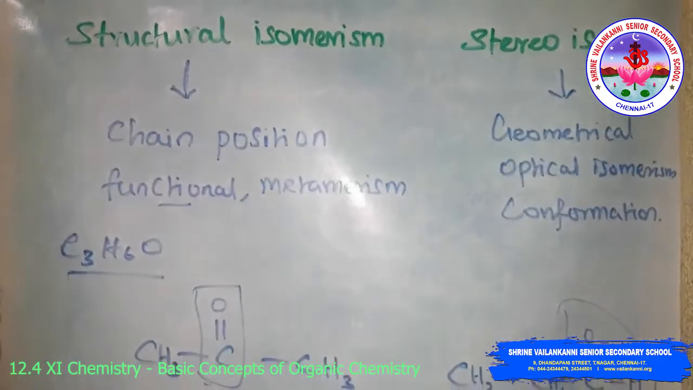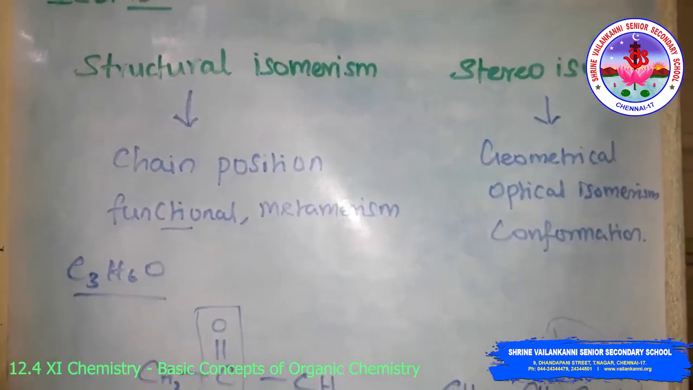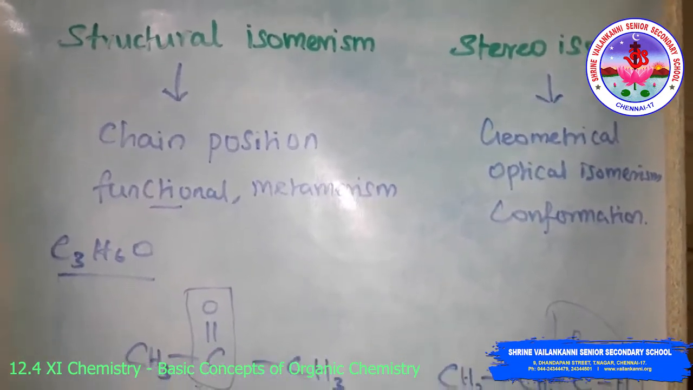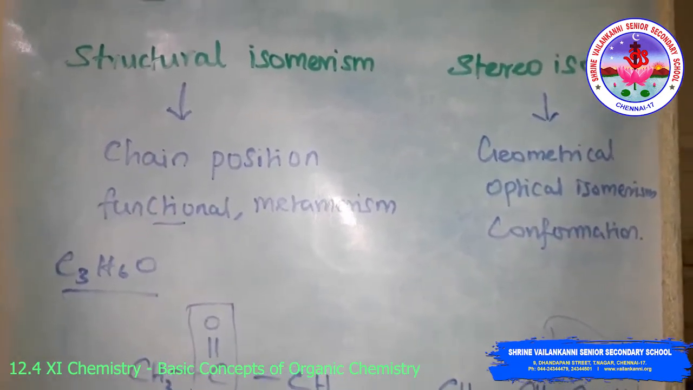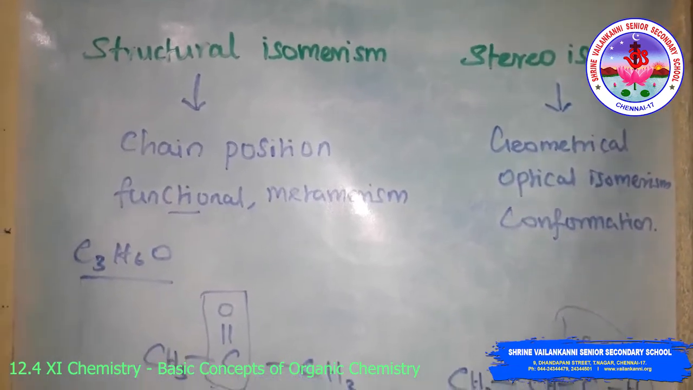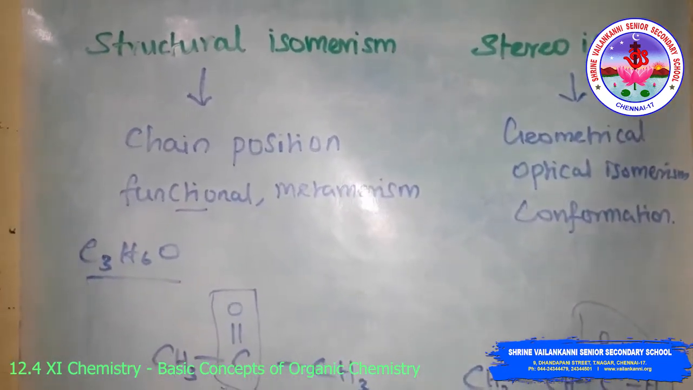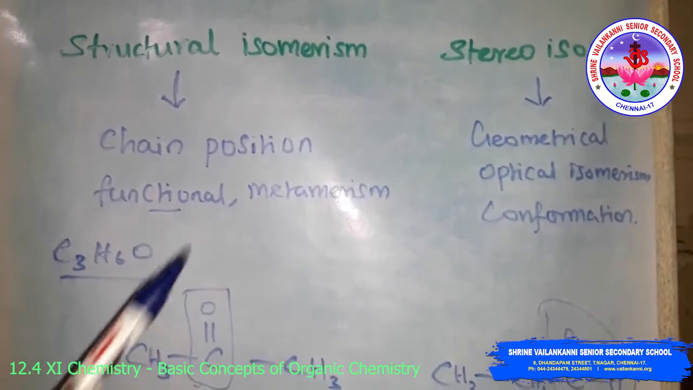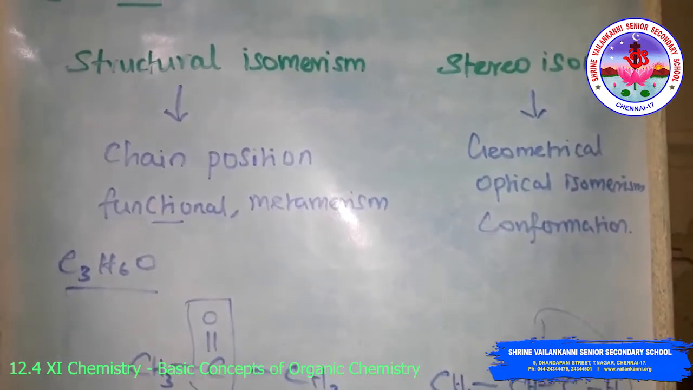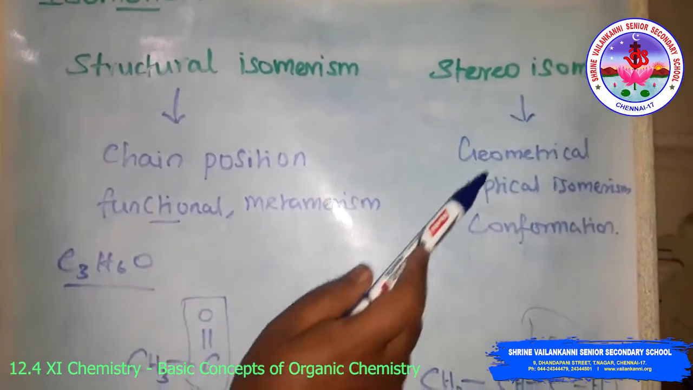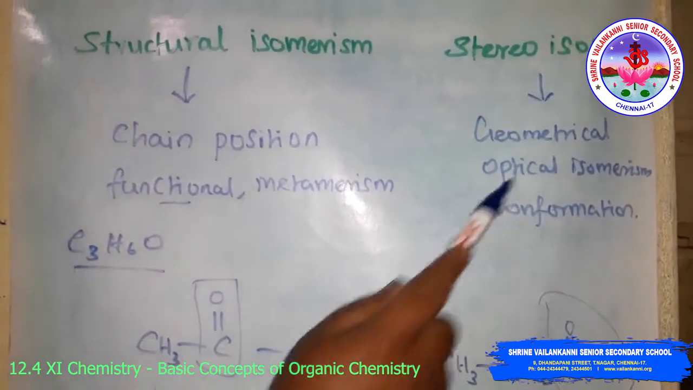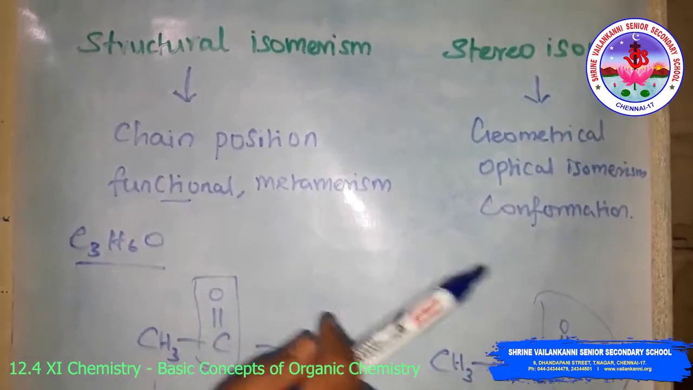Then stereoisomerism: compounds that have the same constituents and the same sequence of covalent bonds but differ in the relative position of their atoms or groups in space are called stereoisomers. So this is a special type of isomerism called stereoisomerism. Usually they are classified as geometrical, optical and conformational. That we will see in the next class, that is next year.